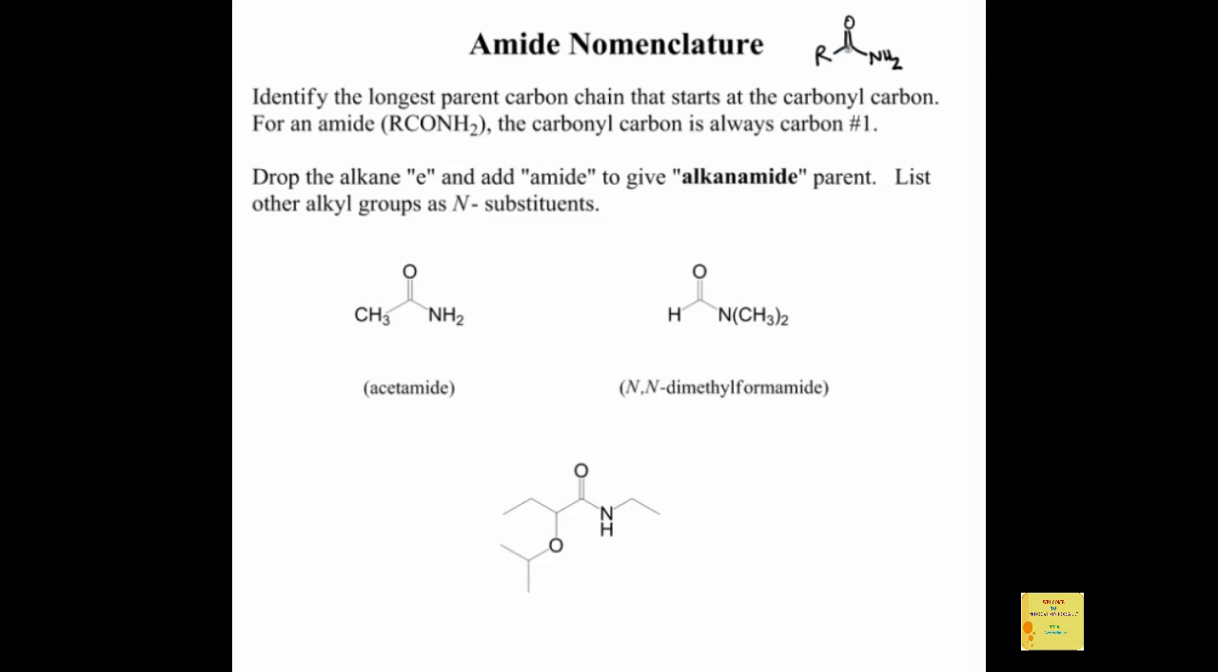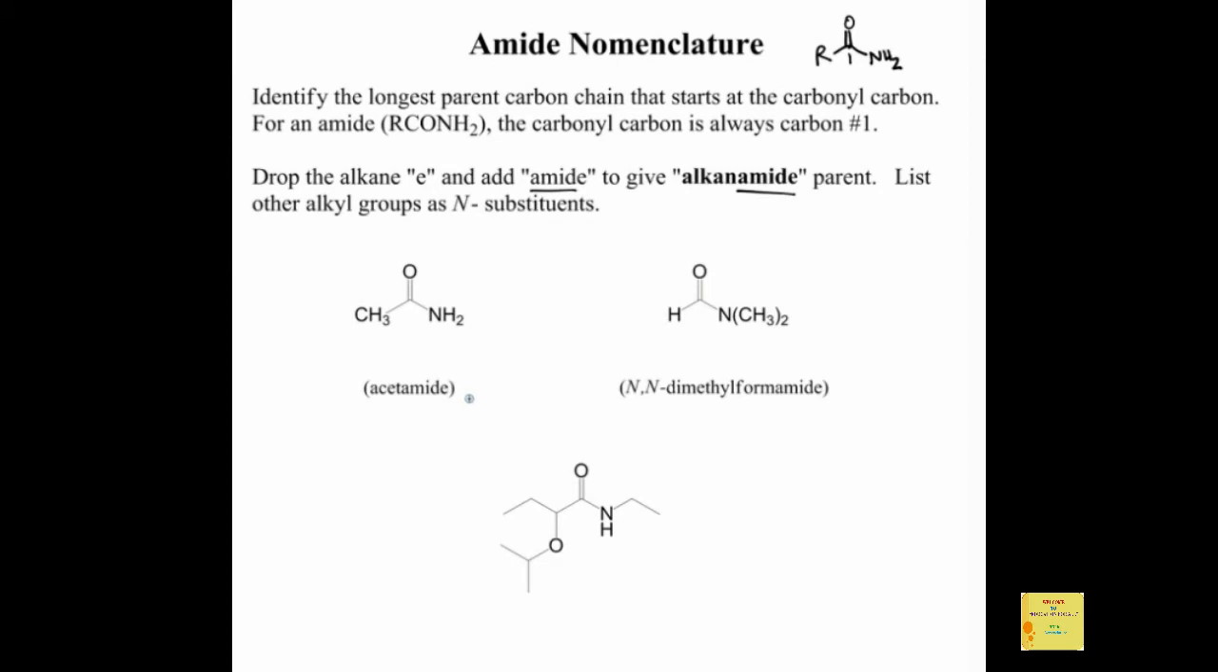So once again, this must be carbon 1. We count the carbons from that point forward, find the longest carbon chain starting from there. And what we do for our name is we drop the E and we add the entire word amide. So we get an alkanamide as the parent. The suffix is the entire word amide. And if we have groups attached to the nitrogen, as usual, just like we did for the amines, we'll identify those as N substituents.